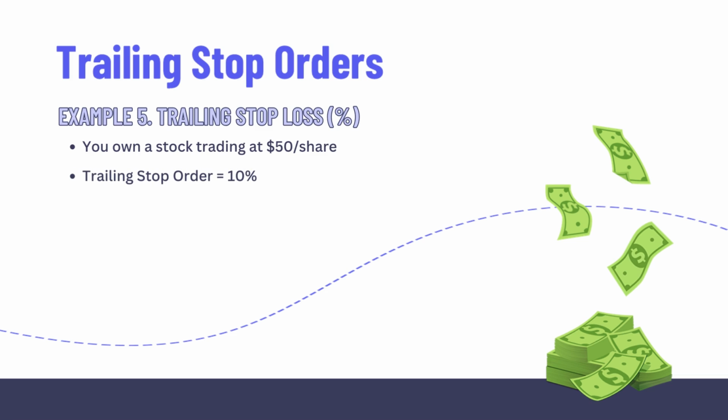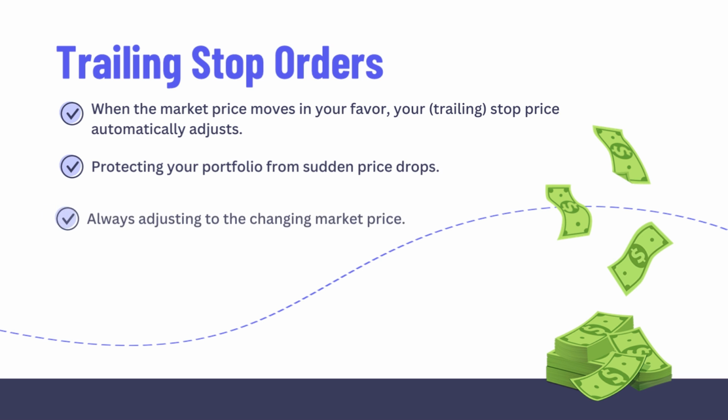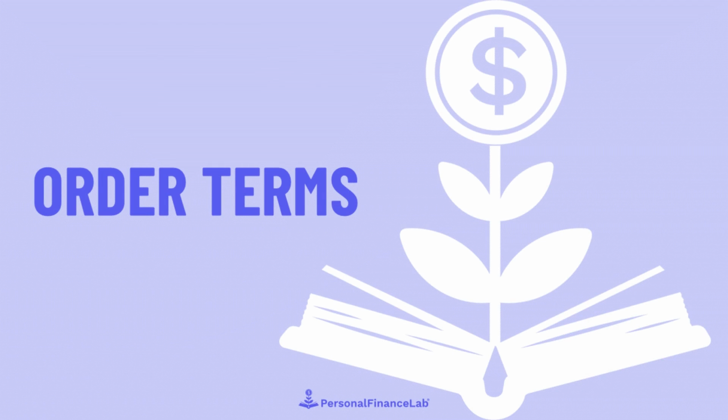For example, you're holding a stock with a market price of $50. You set a trailing stop order of 10%. This means that when the price falls by 10% or drops to $45, the stop order will be triggered. However, if the market price increases to $55 instead, then the new stop price also moves up to $49.50. By using a trailing stop order, as long as the market price moves in your favor, your stop price will keep adjusting. Therefore, protecting your profits while automatically adjusting to the changing market price.